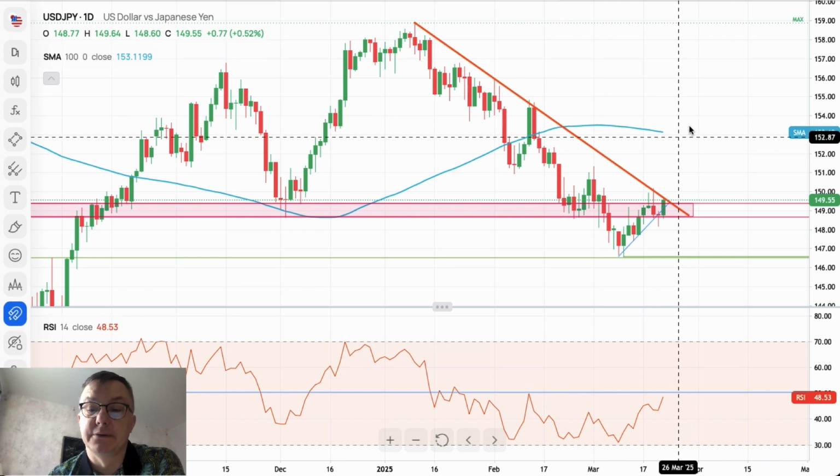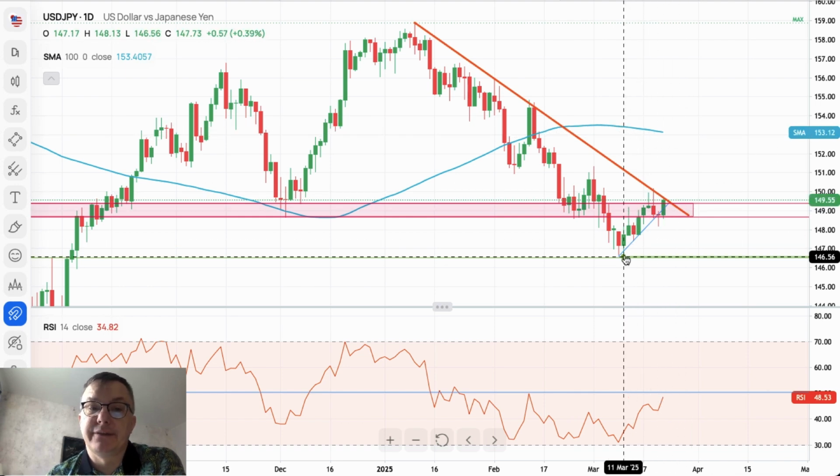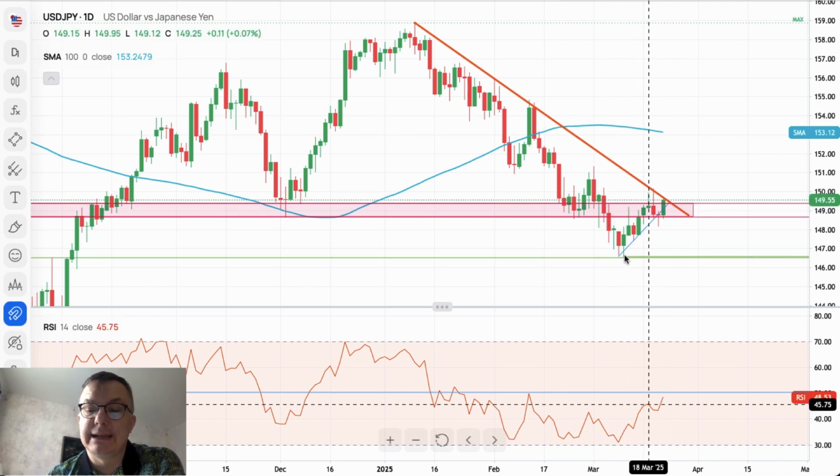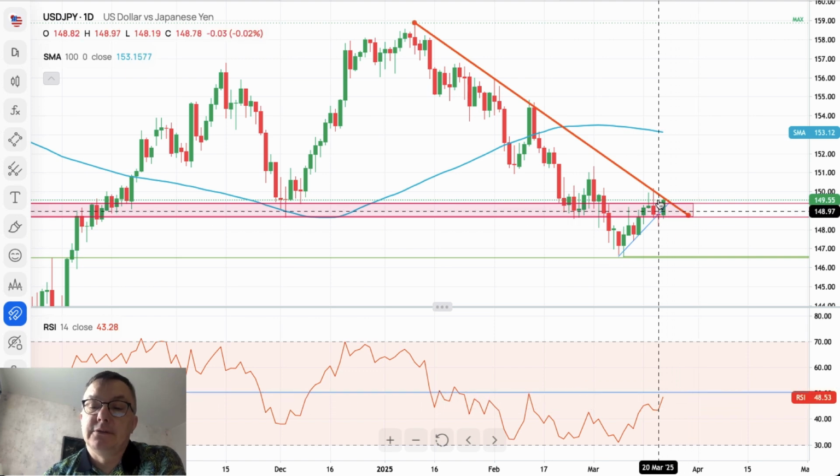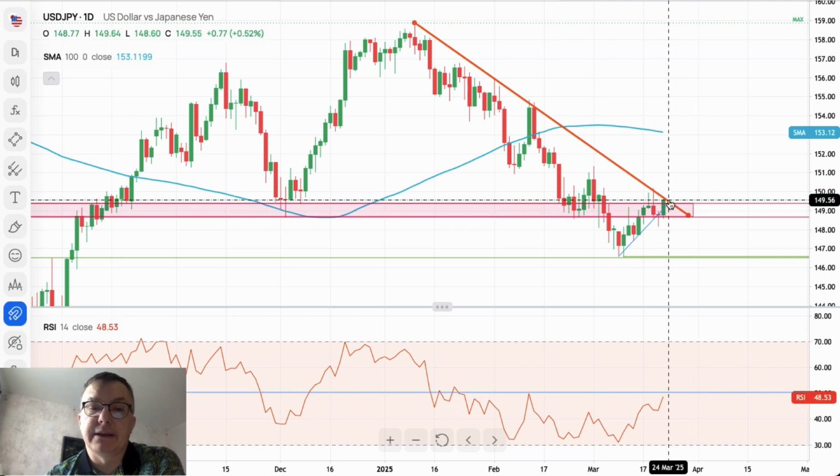All right, so stay tuned. Keep an eye on the current developments on the US dollar to the Japanese yen. Momentum is approaching the level of 50. So to be or not to be, make or break right now on the US dollar to the Japanese yen daily time frame chart.